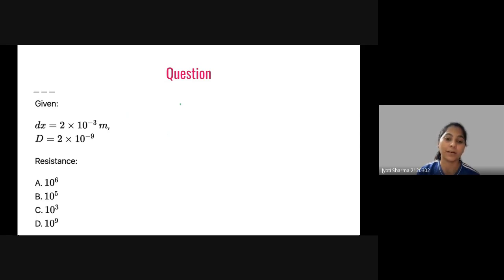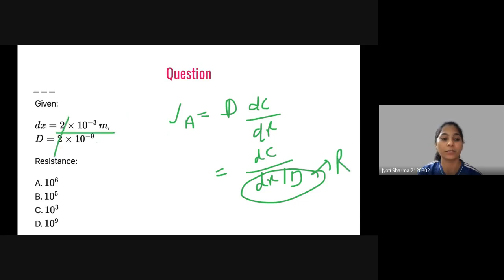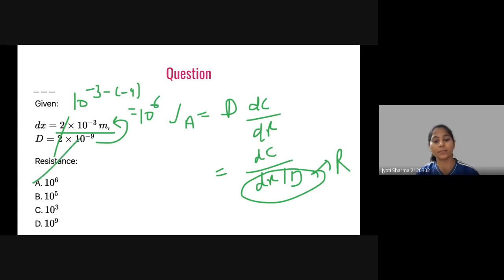Then what we learned is that we have diffusion flux. Diffusion flux is equal to the diffusion coefficient, D, times dc upon dx, and then we make the similarity. What we learned is that dx divided by D, we call it the resistance, right? So here we will divide these two, this will cancel out, this will go above, so this will be 10 raised to power minus 3 minus minus 9, so this will be 10 raised to power 6. So yeah, A is the right answer.